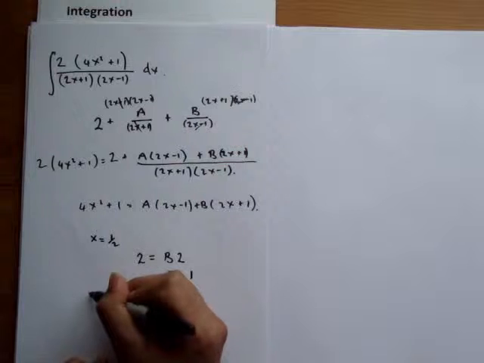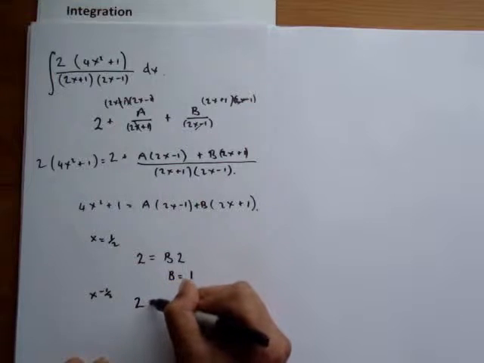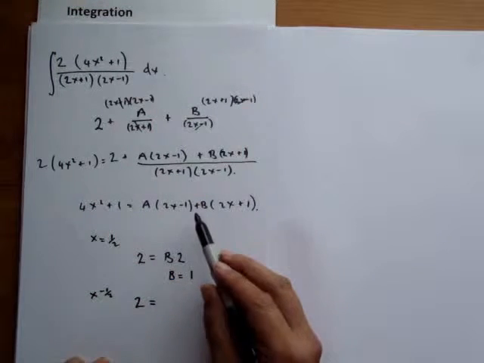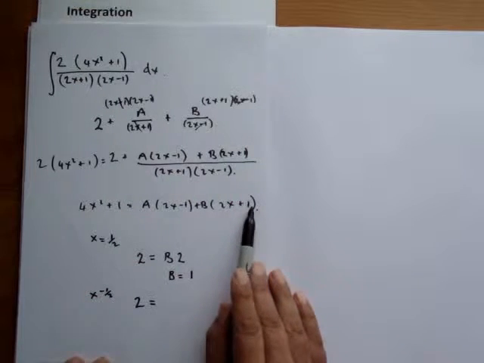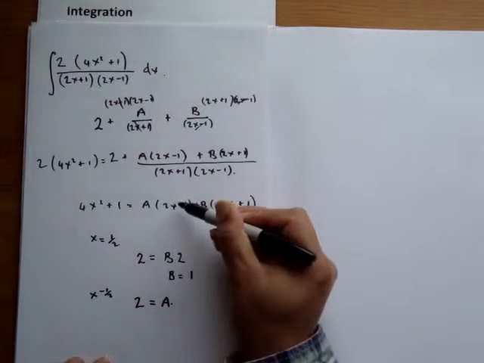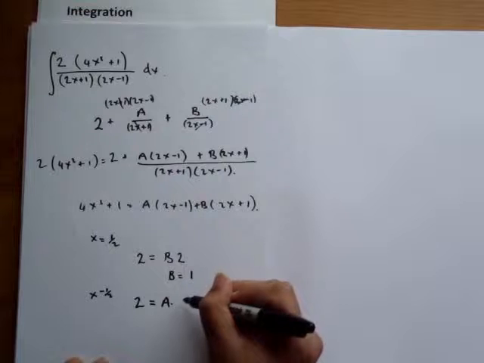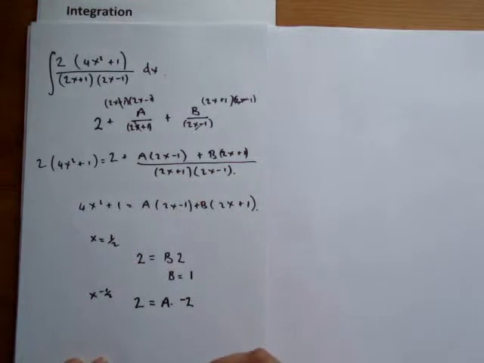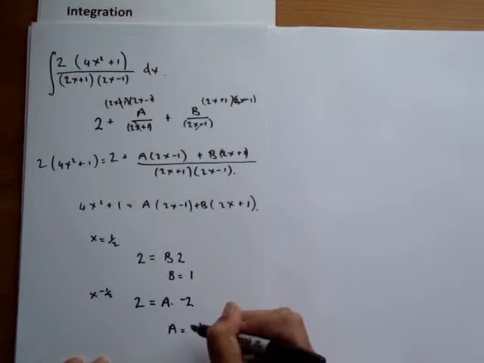Now if we choose x to be a minus half, again this side becomes 2. Our B disappears because minus half times 2 is minus 1, minus 1 plus 1 is 0. This B disappears and we're left with A. 1 times 2 is 2, minus 1 is minus 1. So our A equals minus 1.